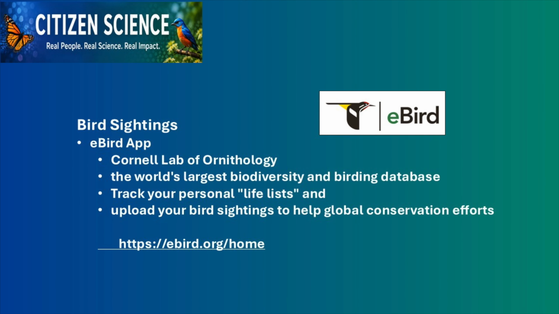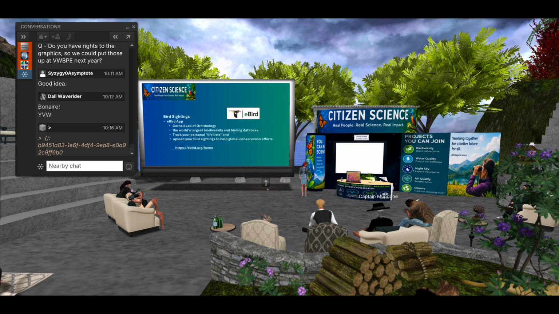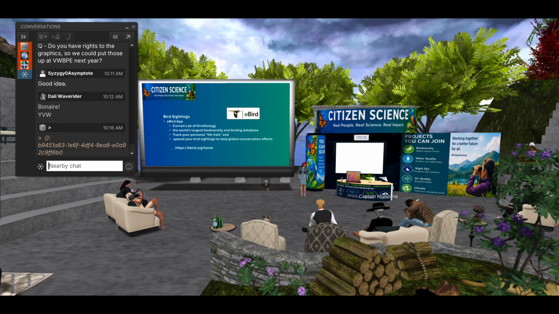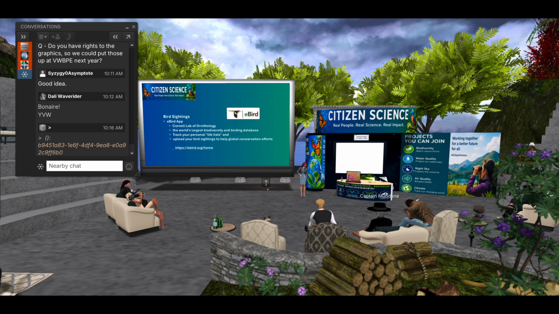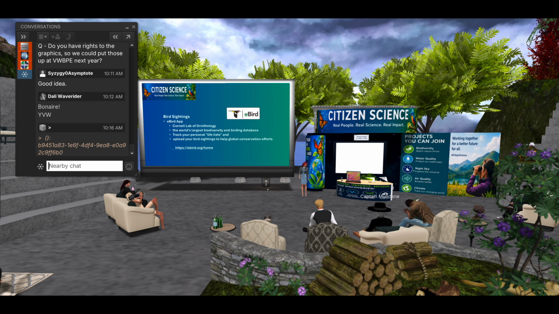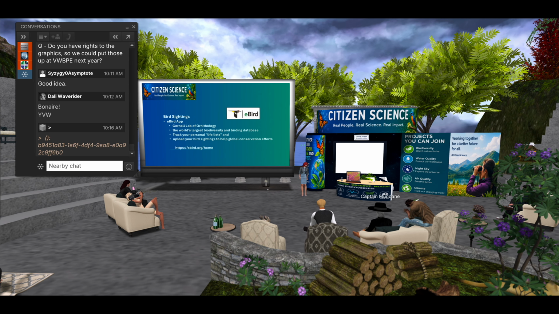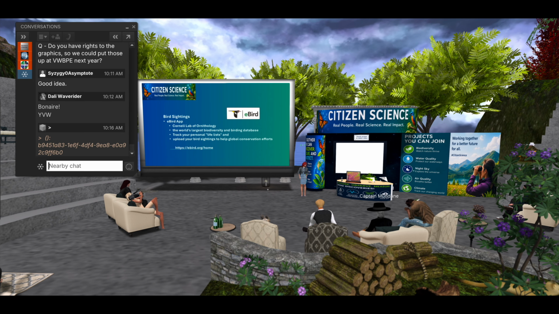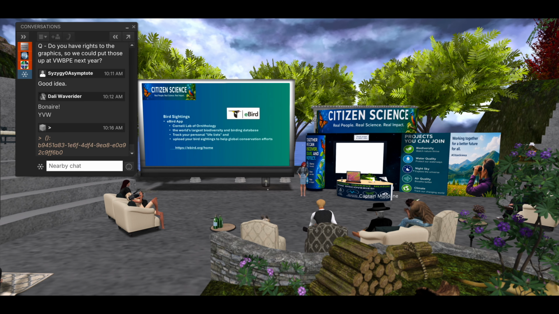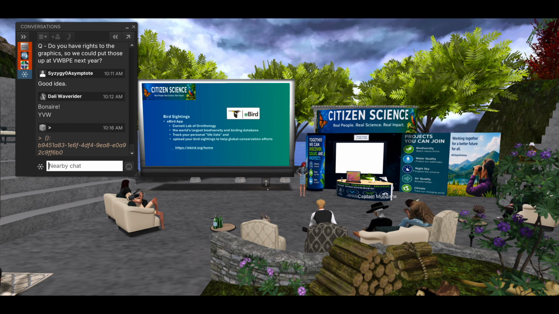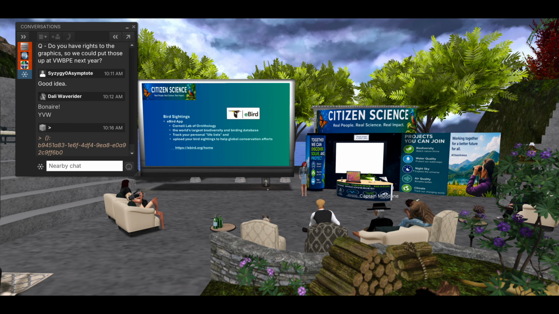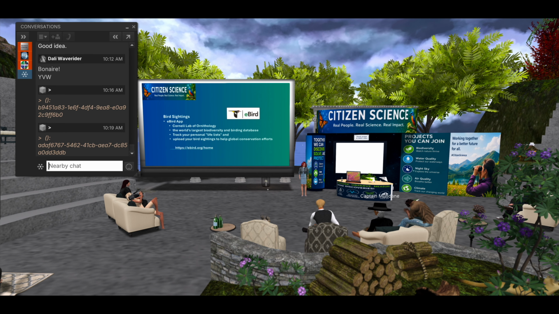If you're into birds, Cornell Lab of Ornithology has this eBird app that you can download to your cell phone or tablet, smartphone. It's the world's largest biodiversity and birding database. And it tracks what they call your personal life list. Basically, it creates a list of the birds that you hear outside your window or door or wherever you're listening. And you can upload your bird sightings to help with their global conservation efforts. And you can download that app at this website.